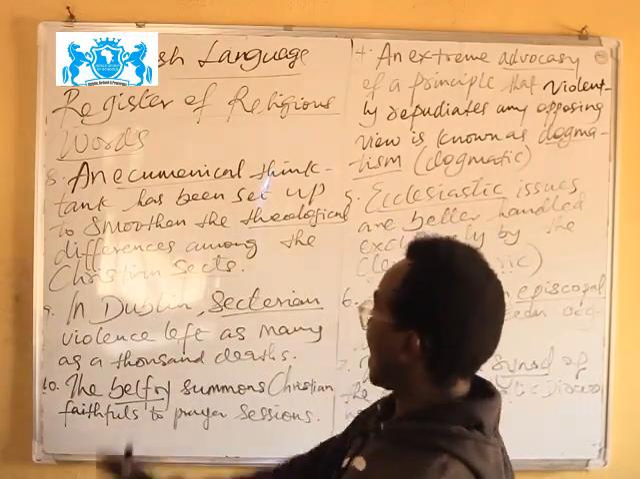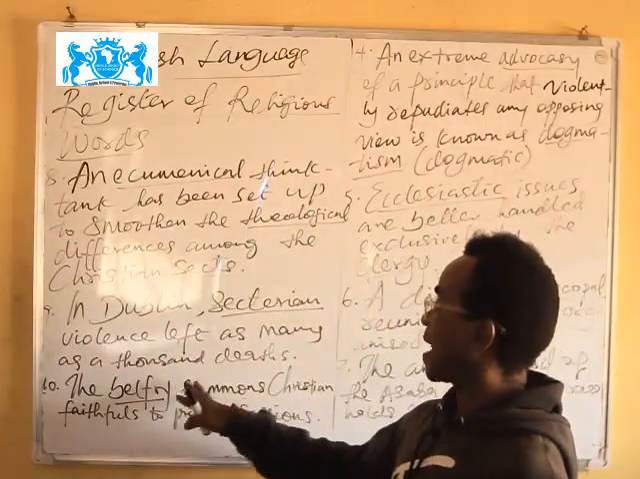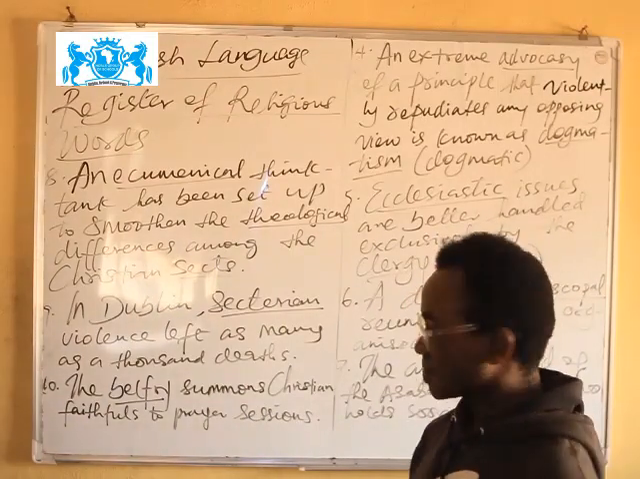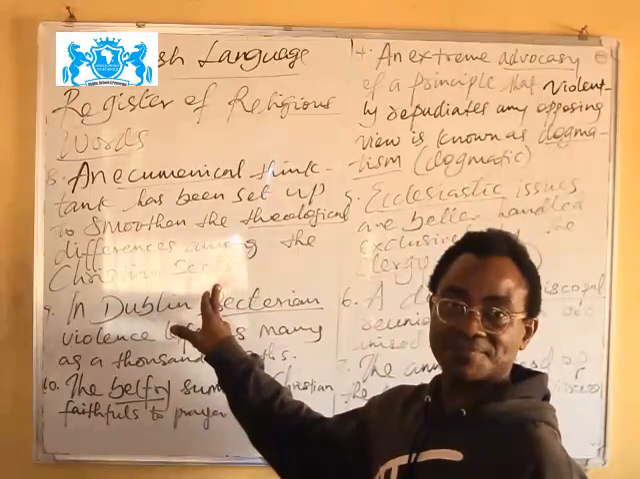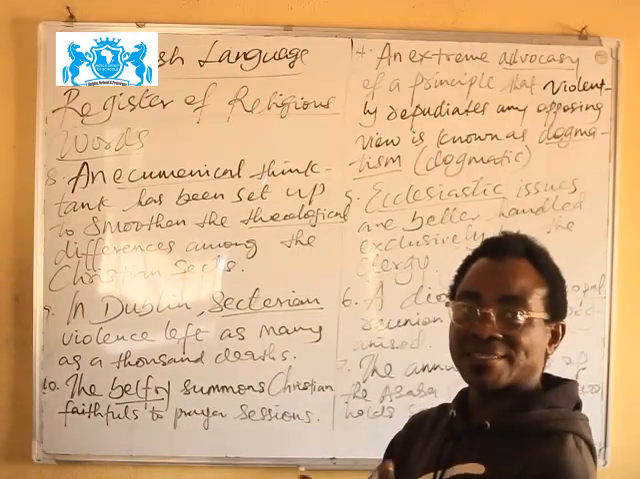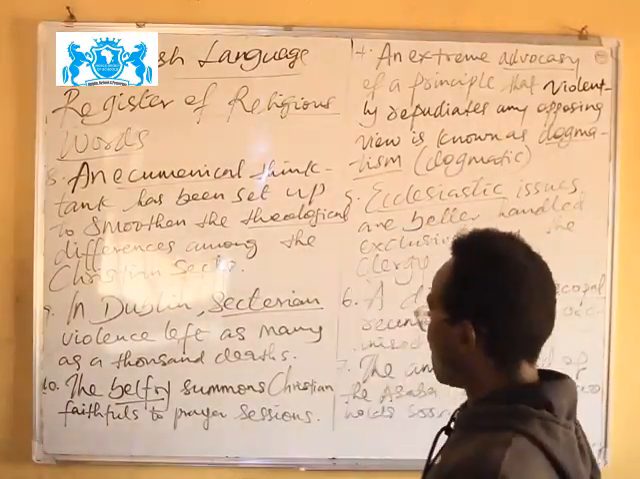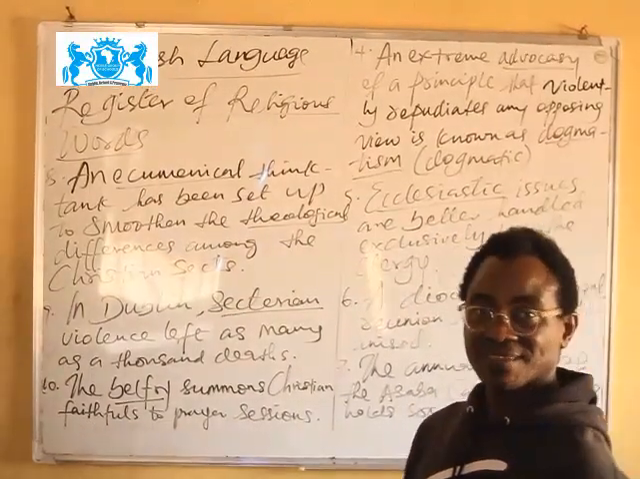Number 9 says, in Dublin, sectarian violence left as many as 1,000 deaths. Sectarian violence, sectarian, derived from sect, meaning violence among sects or branches of the same religion. Number 10 says, the Belfry summons Christian faithfuls to prayer sessions.